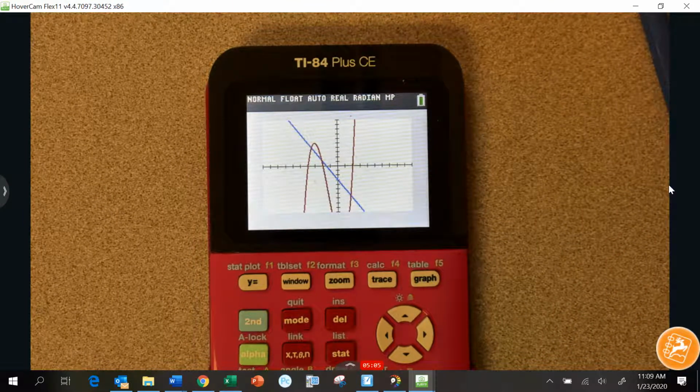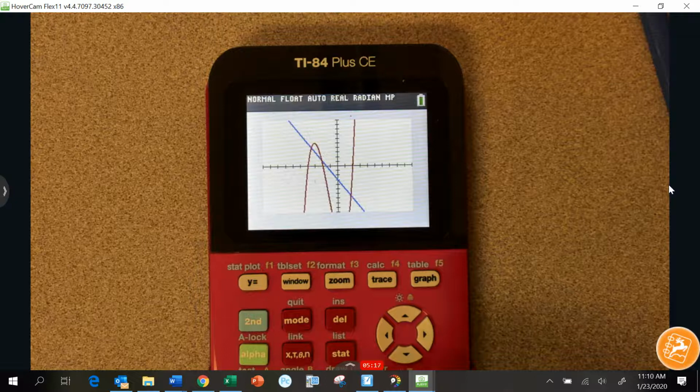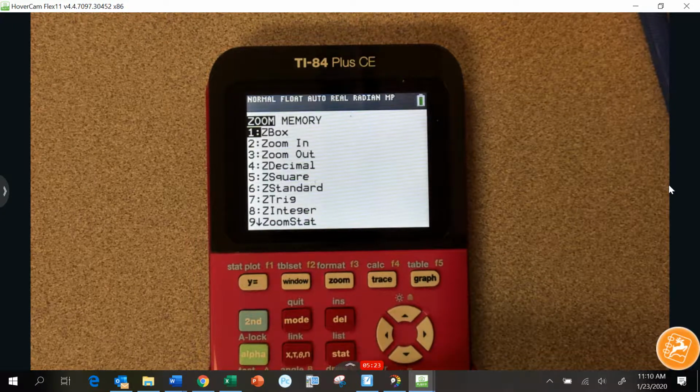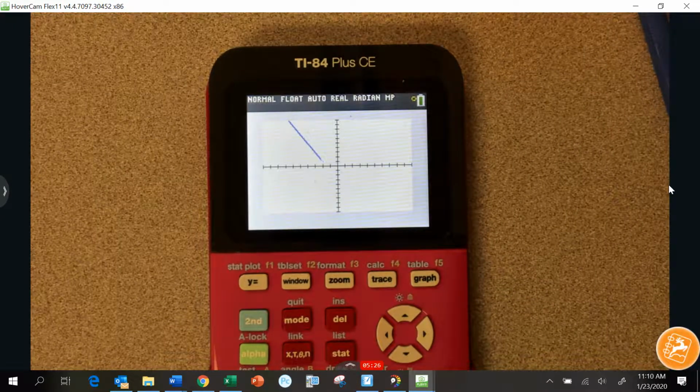Now, maybe your window's totally different than my window. Do you remember how to fix your window? Does anybody remember how to fix the window? Nobody knows it? Everybody together. Hit zoom. And then hit 6. Zoom 6 fixes your window. It makes it that nice negative 10 to 10.